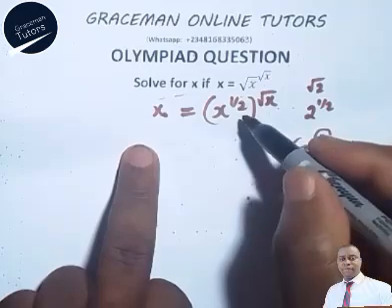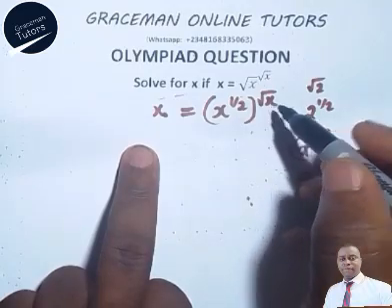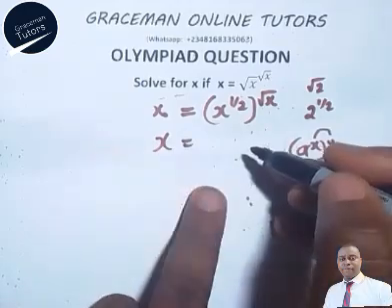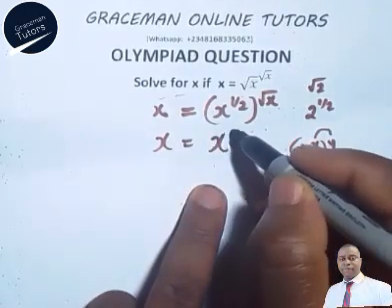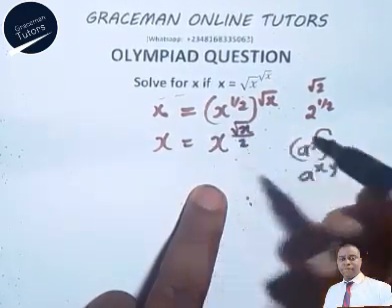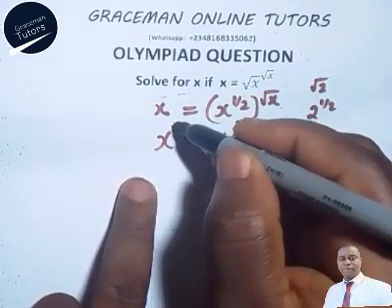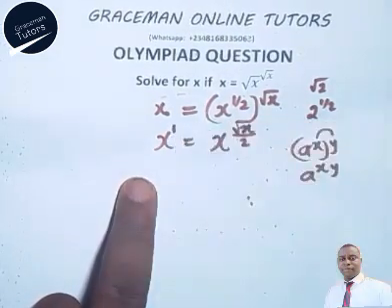So I'm going to do the same thing here. I'm multiplying half and root x together. So when you do that, you have x equal to x raised to the power of root x over 2. Now, the next thing is we have x here. This x is raised to the power of 1.